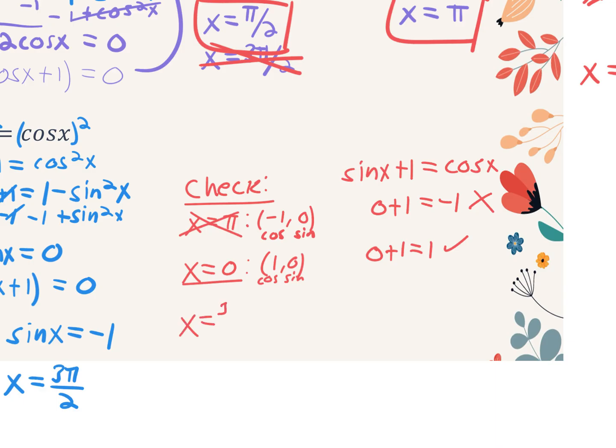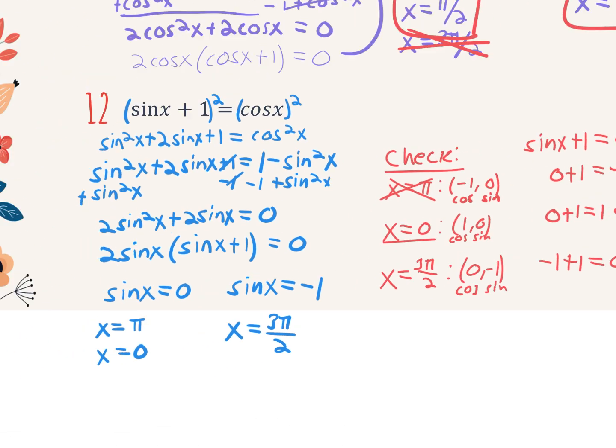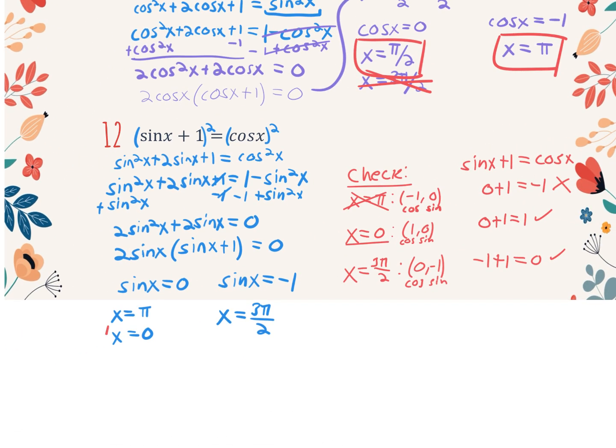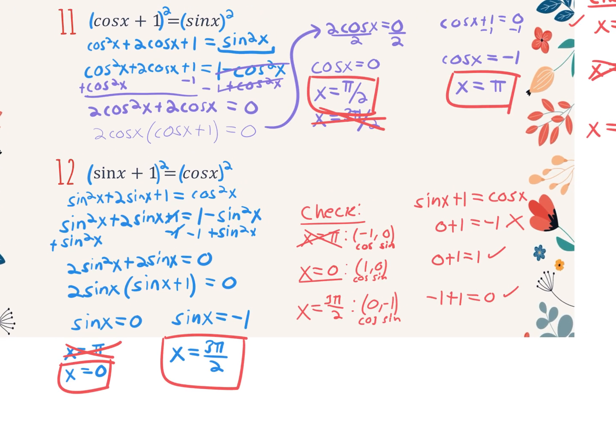Let's do the exact same thing at 3 pi over 2. What's the ordered pair that we see there? Nice. And then 0 is the cosine, -1 is the sine. So let's plug those in. We get -1 plus 1 equals 0. Is that true? Yes, it is, right? So what are only 2 solutions here? Very good. We're going to get rid of pi. So we get 2 solutions there.